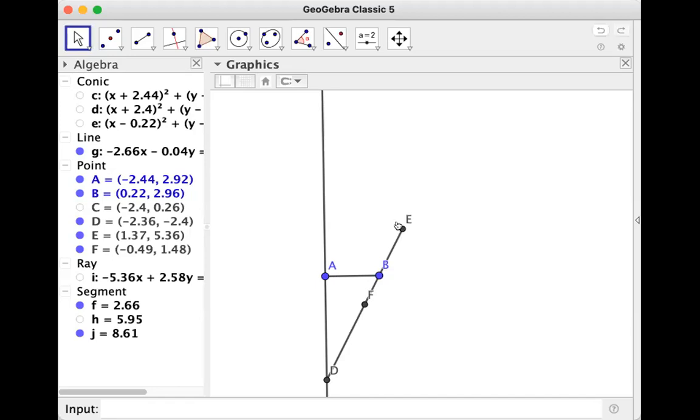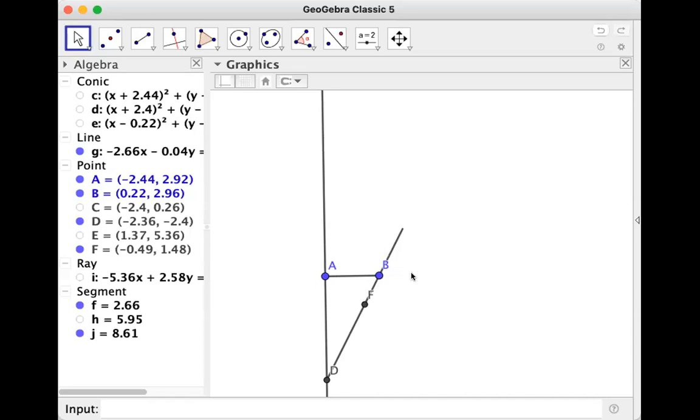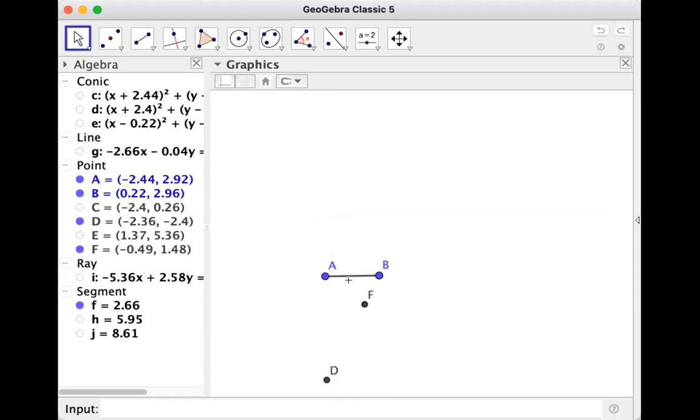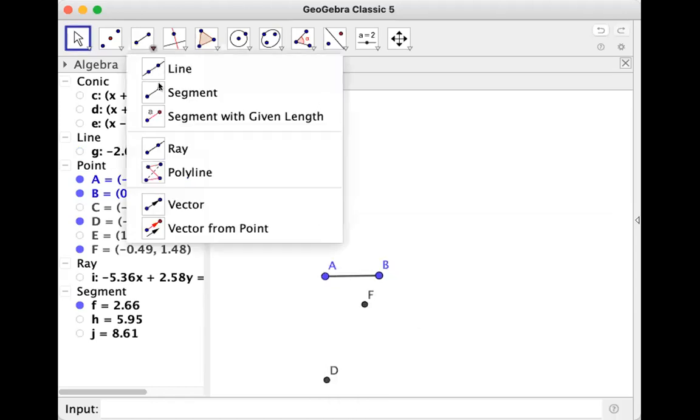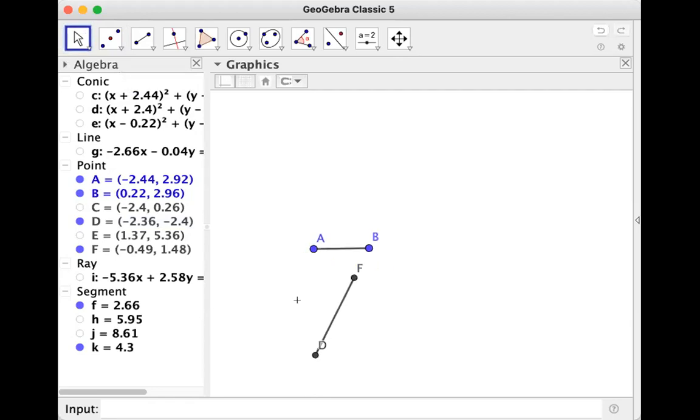We don't need to see all this stuff anymore, so I'm going to hide so much. All this work was to get me segment DF. DF is 1 plus square root of 5 over 2. But how do I put these all together into one triangle?